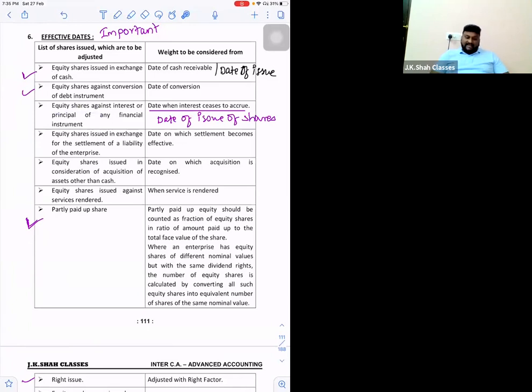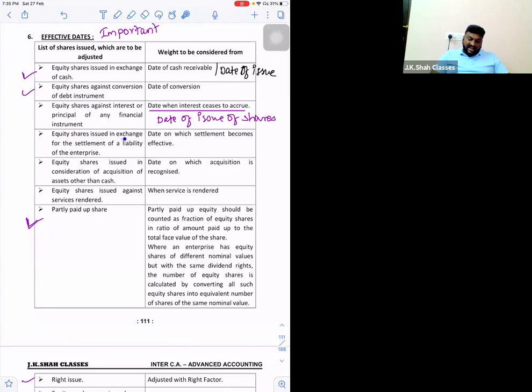So point number 3 says, equity shares issued against interest or principal of any financial instrument. They say date when interest ceases to accrue. In simple terms, I will say the date of issue of shares. So from the date when the shares are issued, from that day you consider them as outstanding for the purpose of EPS calculation.